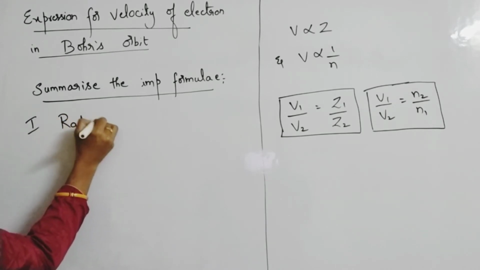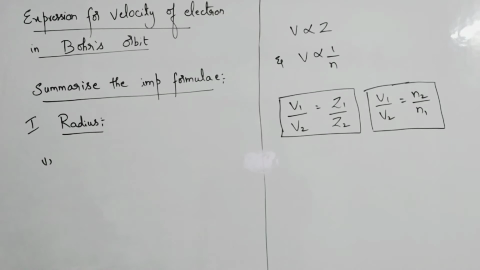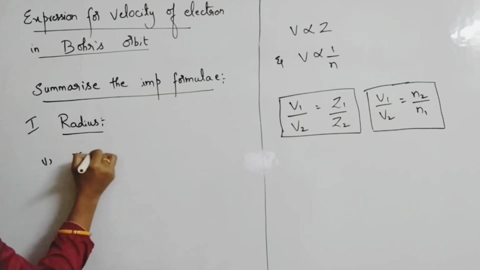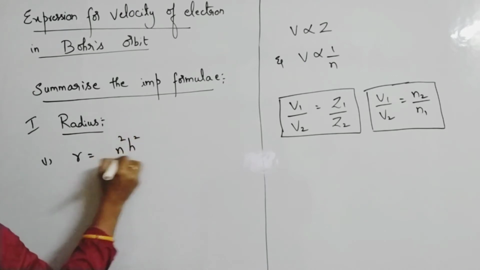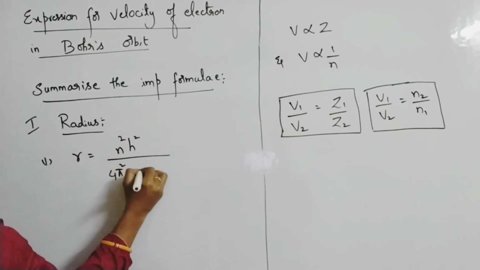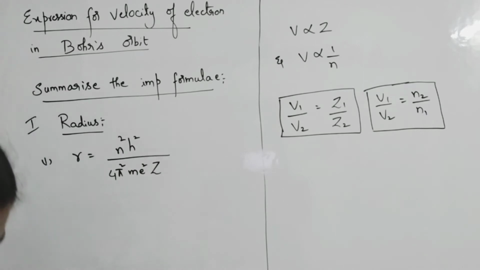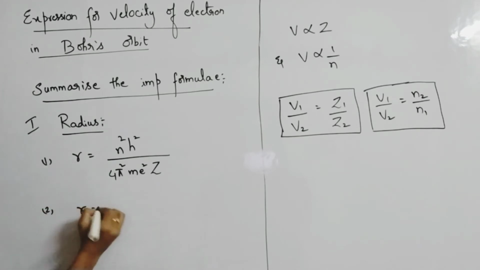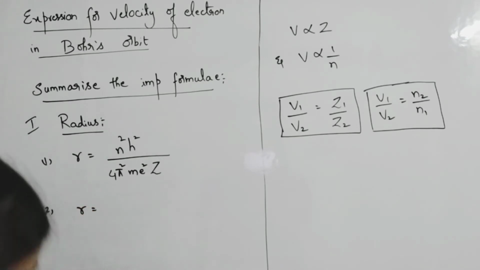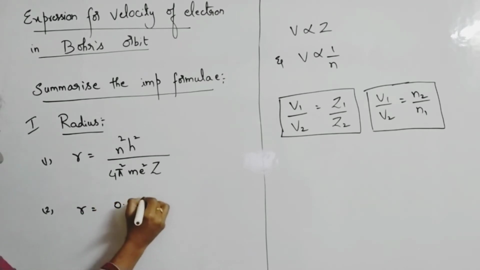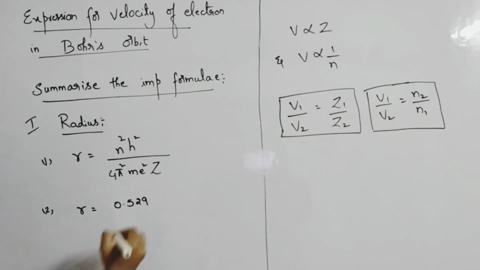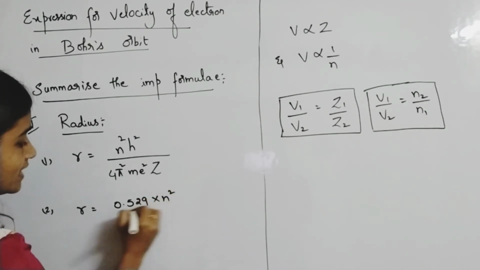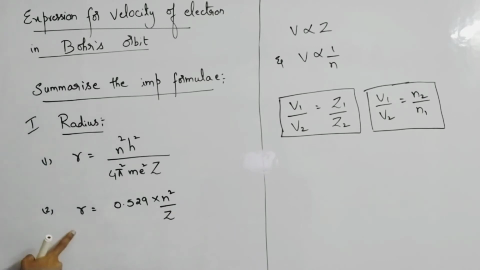First, for radius. What are the important formulae we have come across up to now? For radius, r is equal to n square h square by 4 pi square m e square Z. This is the first formula for the radius of Bohr's nth orbit. You will also come across the formula r is equal to 0.529 into n square by Z. This is the second formula. Please remember all these formulas, one by one. They are very important.